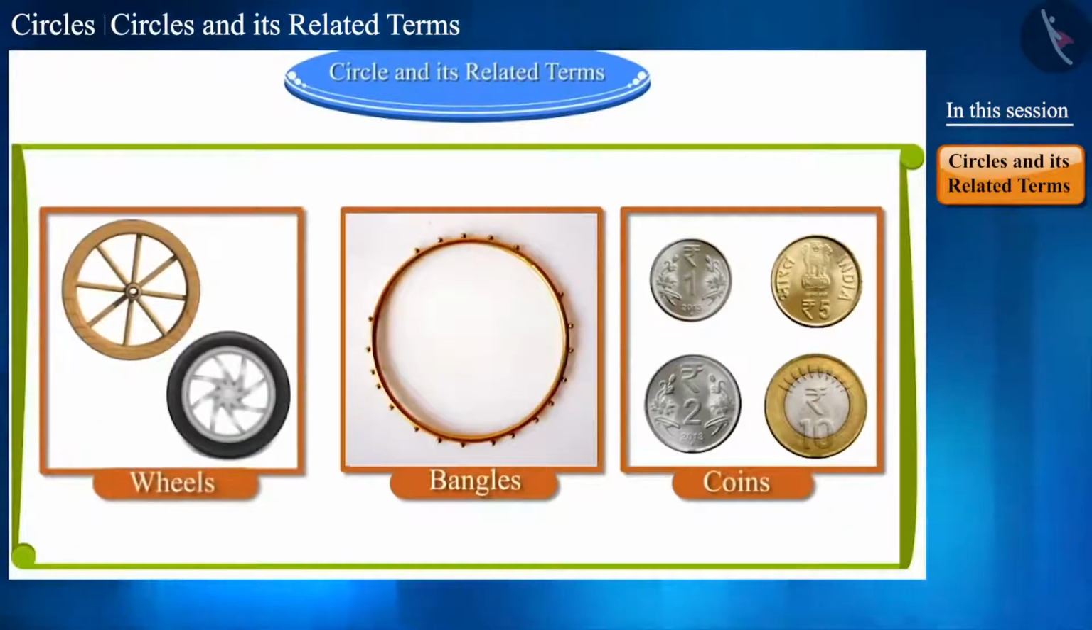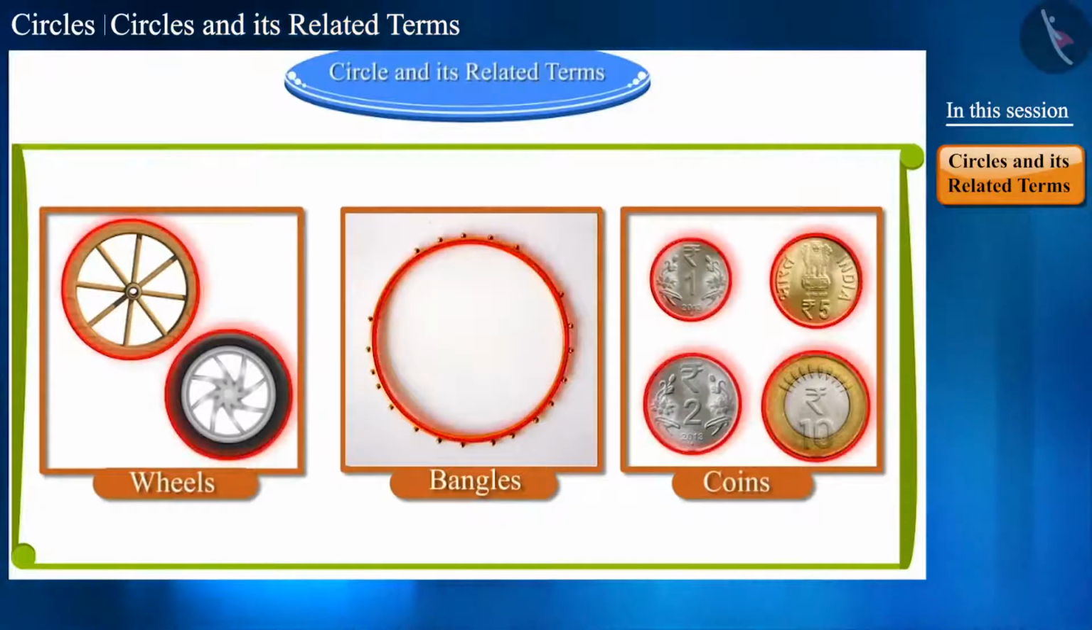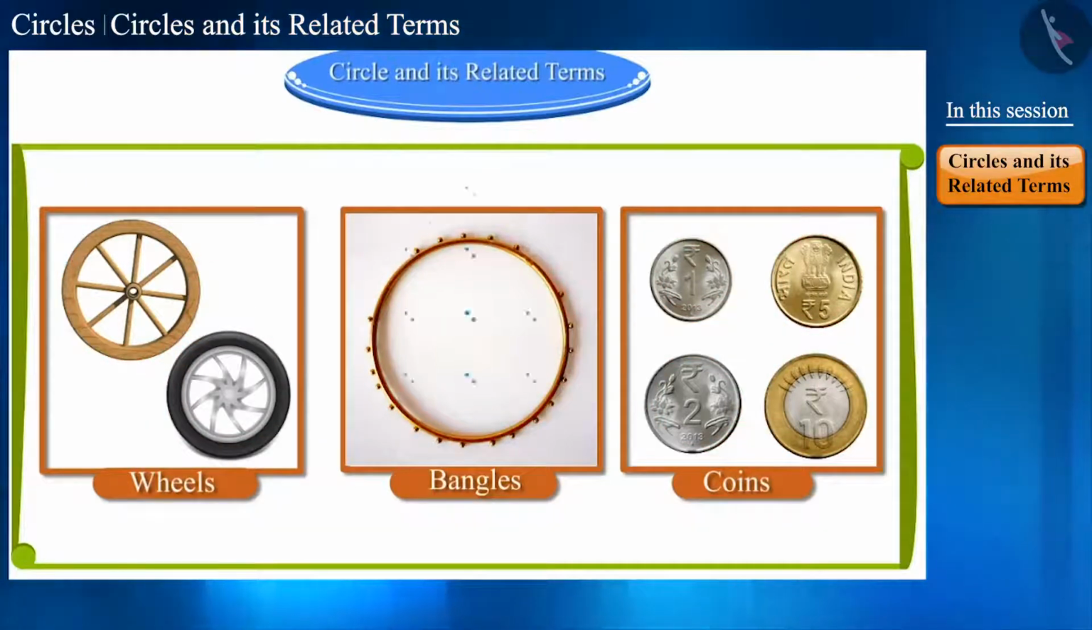Friends, we see many round objects around us and use them. For example, wheels, bangles, coins, etc. And we have read in previous classes how to create this type of shape. Let us repeat this once.